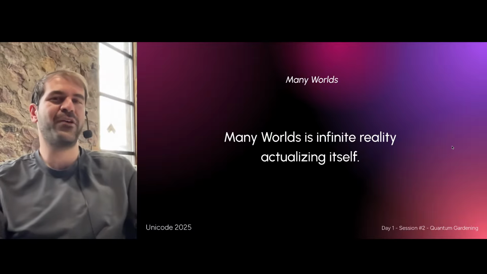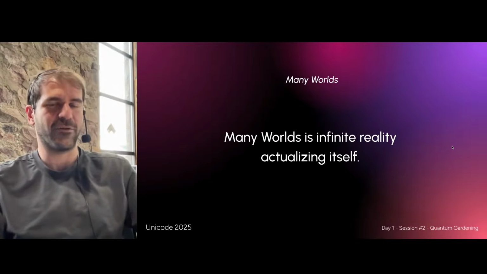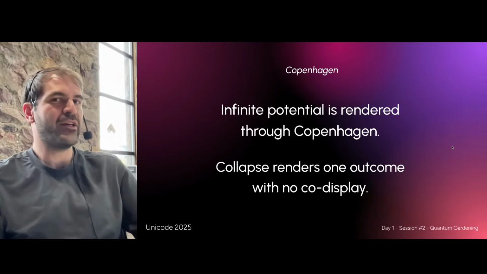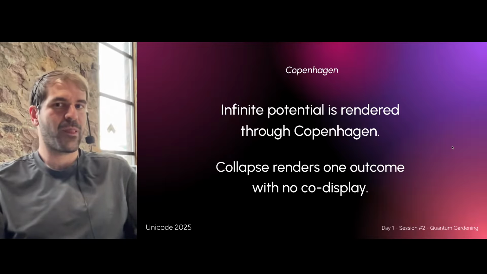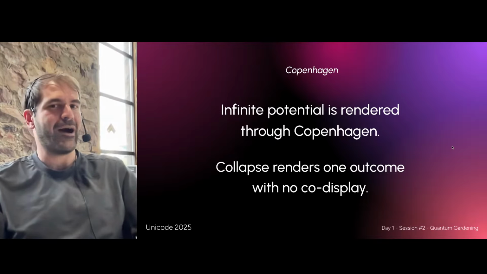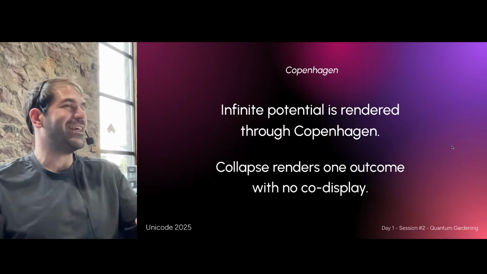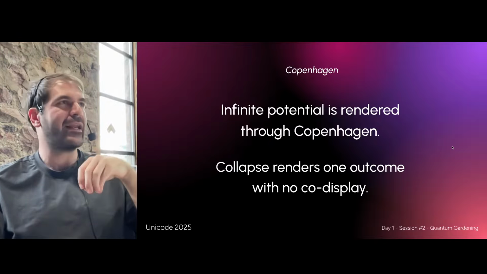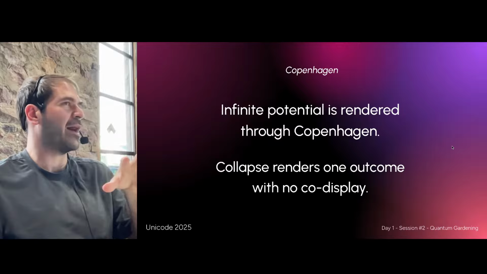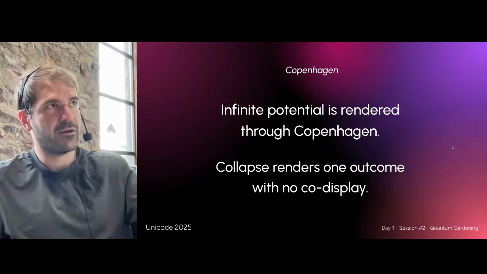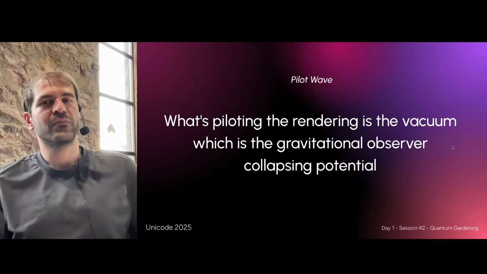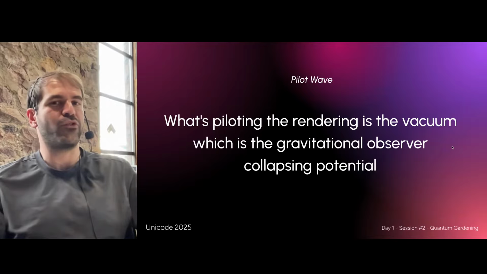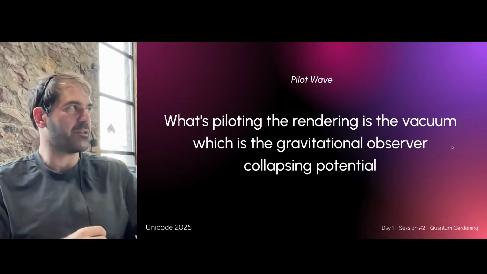So many worlds is infinite reality actualizing itself. So how is it doing that? It's being rendered through Copenhagen. So the collapse renders one outcome with no co-display. So this is the how of many worlds. So how is God as infinite potential rendering itself as this experience through Copenhagen? What's piloting the rendering is the vacuum, which is the gravitational observer that's collapsing potential.